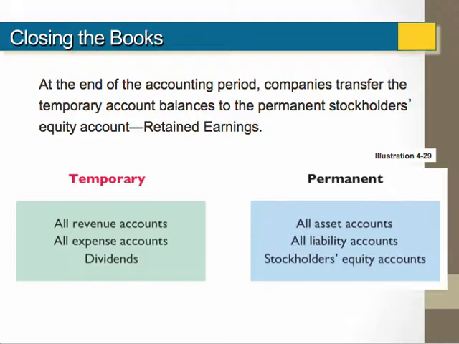So note in the temporary accounts that accounts that need to be zeroed out are the income statement accounts, the revenues and expenses, and the dividend account. The permanent accounts that will remain on the books and carry over into the next period are all the assets, liabilities, and the stockholders' equity accounts.